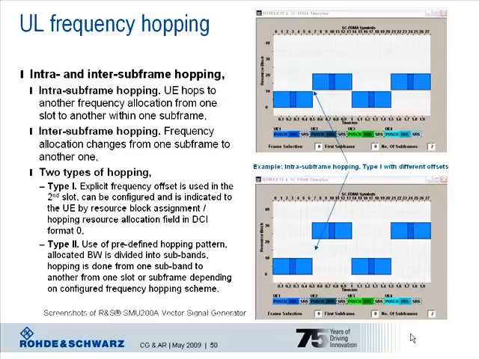For each hopping mode, two types of hopping can be configured. Type 1 defines an explicit frequency offset used between the two allocations. This is shown in the screenshots taken from Rohde & Schwarz's leading vector signal generator SMU200A. With the SMU200A, a 3GPP compliant uplink signal is generated and two fixed frequency offsets between the allocations are configured and shown in the two screens. Type 2 uses a predefined hopping pattern where the available bandwidth, for example 20 MHz corresponding to 100 resource blocks, is split into subbands and the UE hops between those subbands.